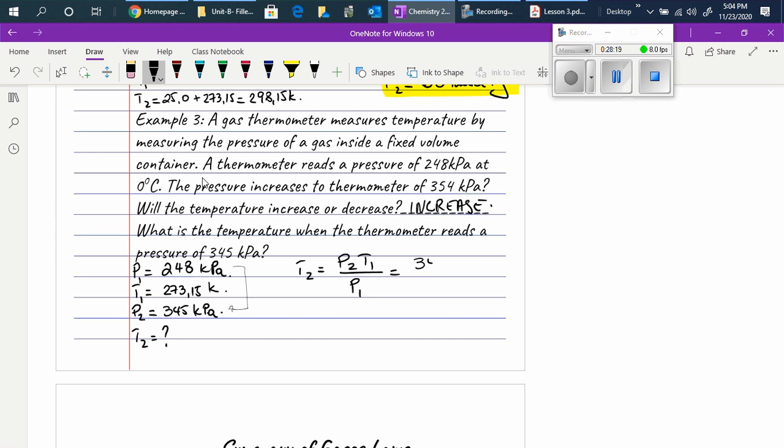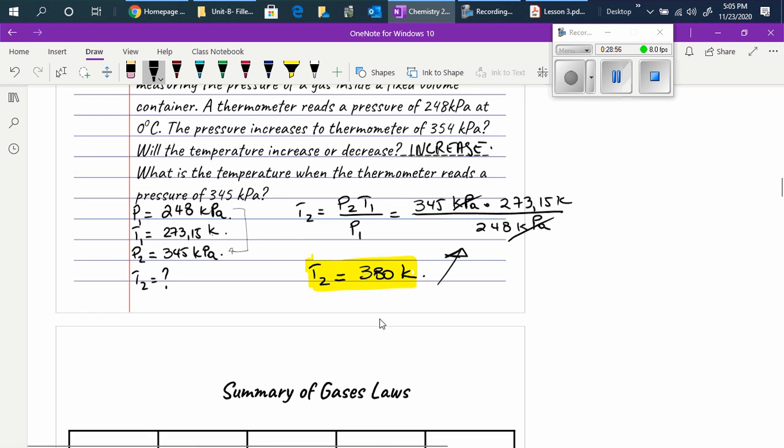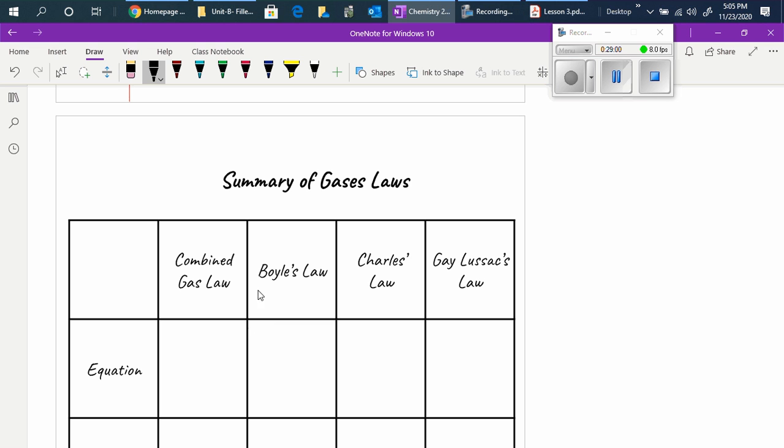Then we will have 345 kilopascal times 273.15 Kelvin over 248 kilopascal. So kilopascal and kilopascal cancel out, and the temperature will be 380 Kelvin. You may convert it into degrees Celsius. But what you notice here is that the temperature is increased in comparison to what we started with. Okay, so this is the summary of the gas laws now.